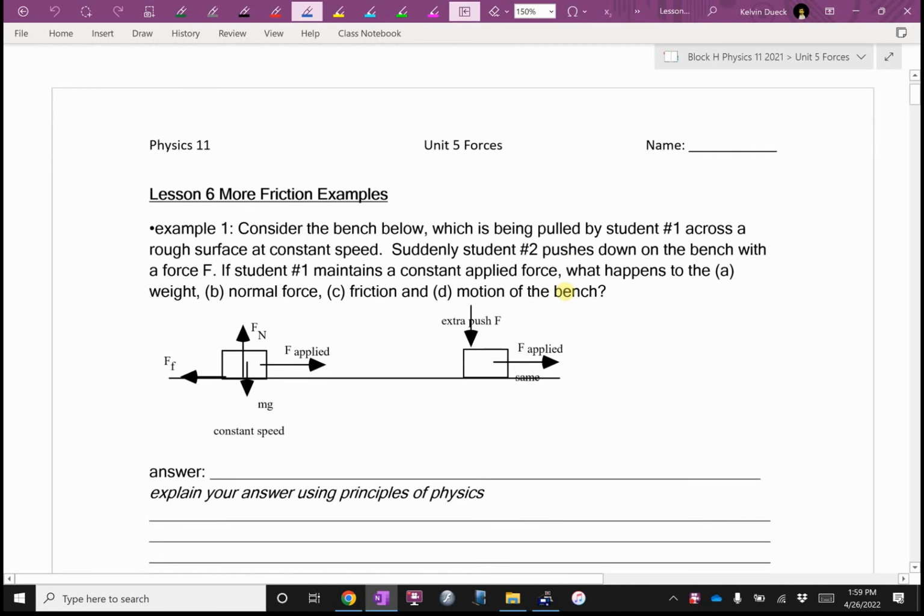Example 1. More friction examples. Consider the bench below, which is being pulled by student number 1. You know what? I'm going to make student number 1 Acacia. I'll put an A there.